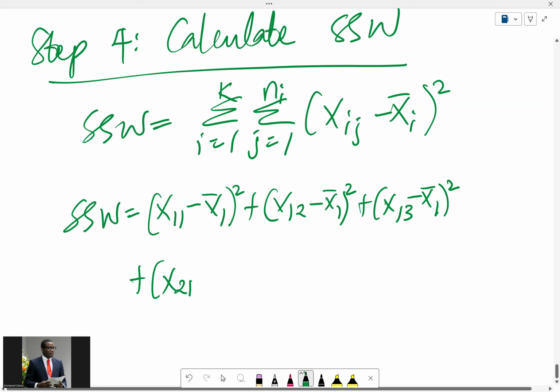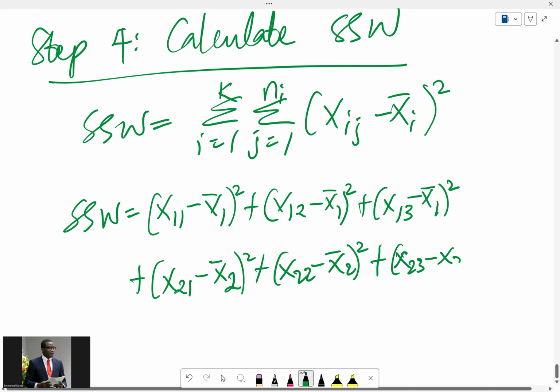When I is now 2, so we say X2, then the first element minus X2 bar squared plus X22 minus X2 bar squared plus X23 minus X2 bar squared. So you see, this one is consistent with this now. Then this group 2, so this is the first element in group 2, second element in group 2, third element in group 2.